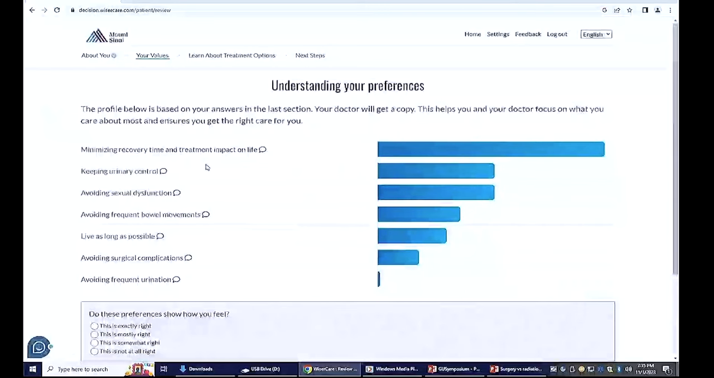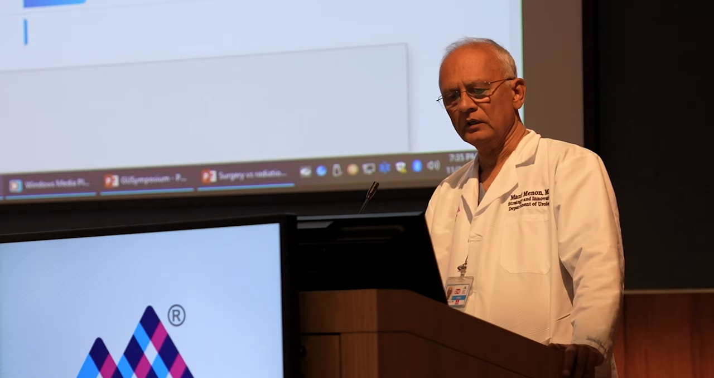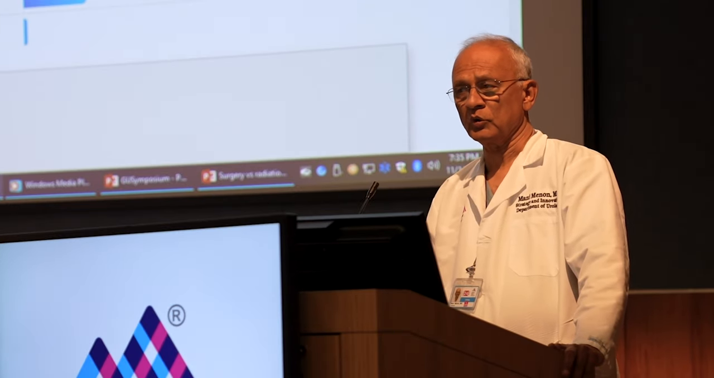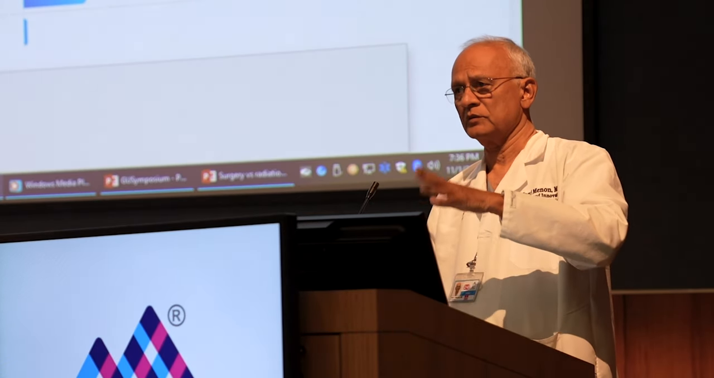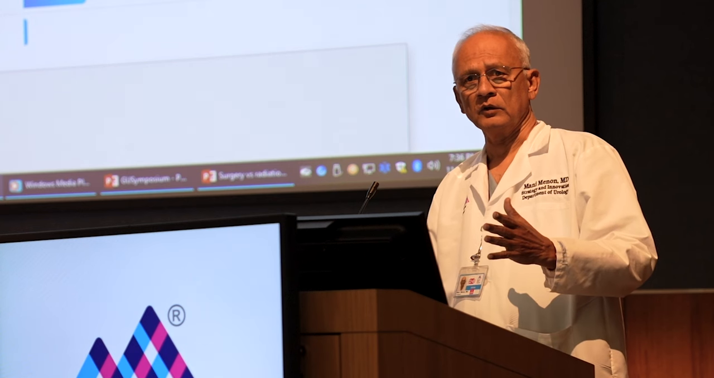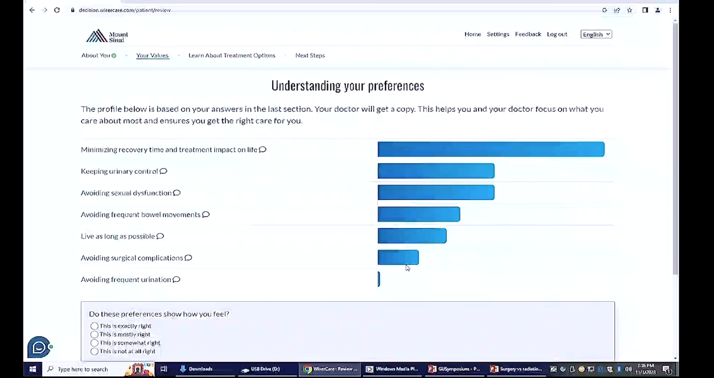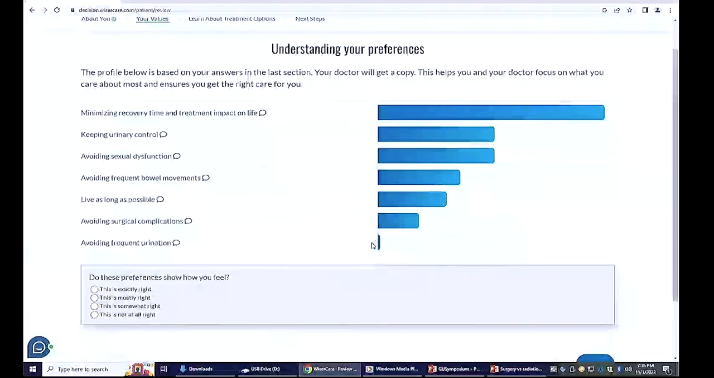So now, based on this composite thing, for you, the most important thing was minimizing recovery time and treatment impact. The second most important thing for you was keeping urinary and sexual function. Slightly less important was bowel function. Living as long as possible did not seem that important to you, because for you, the quality of life was as important as the quantity of life. And that's fair. That is fair. Avoiding surgical complications was not a big deal for you, because the complications were self-limiting, and that was not an issue. And avoiding frequent urination was not either.